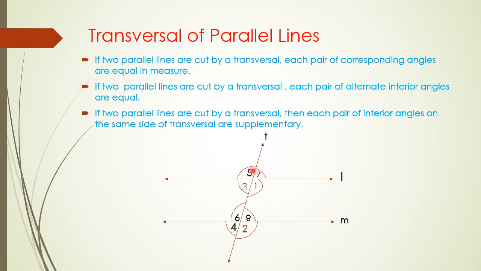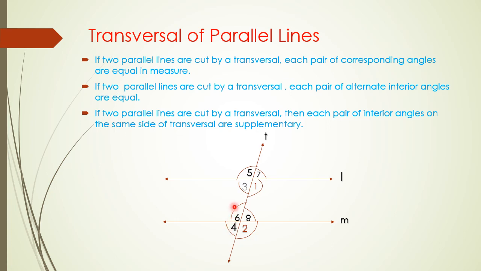That is, if angle 5 is 110 degrees, then angle 6 is also 110 degrees. Then if angle 5 is 110, what is angle 3, children? Angle 5 and angle 3, you know, are a linear pair. If it is 110, this will be 180 minus 110, it is 70. So angle 3 is 70, then angle 4 is also 70, because angle 3 and angle 4 are corresponding angles.